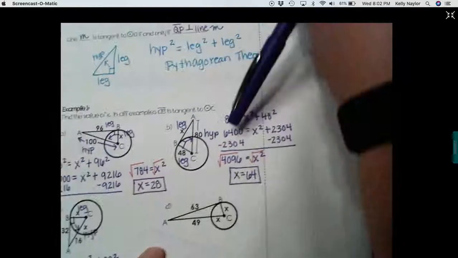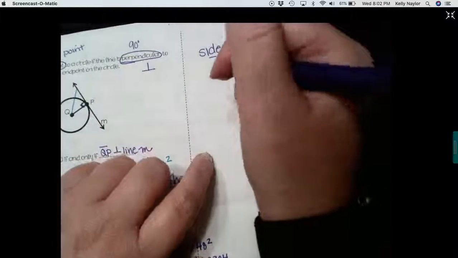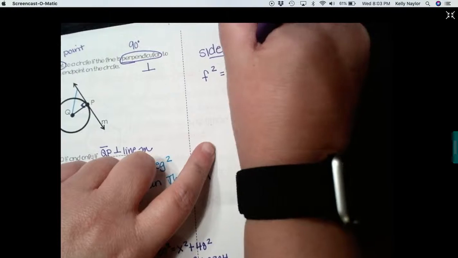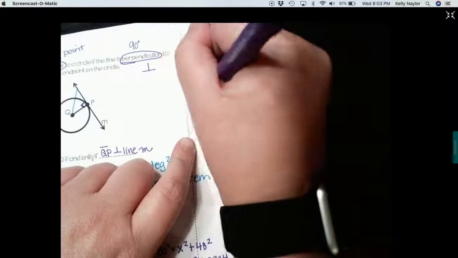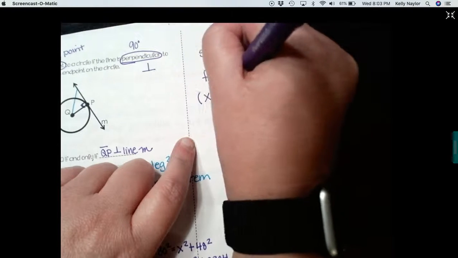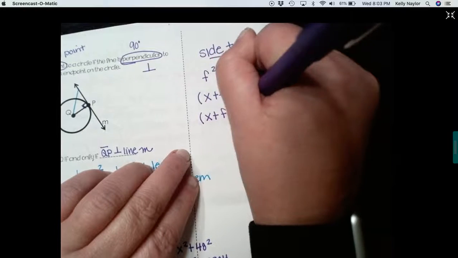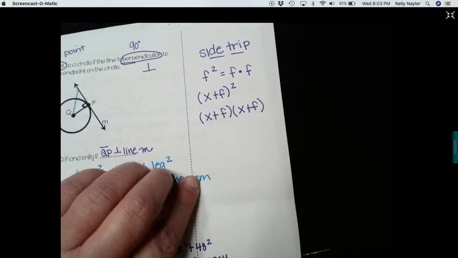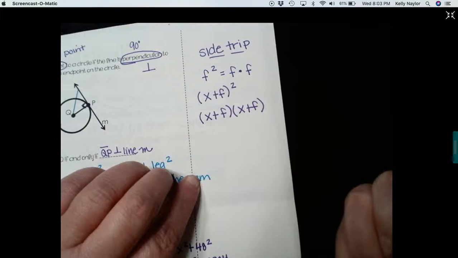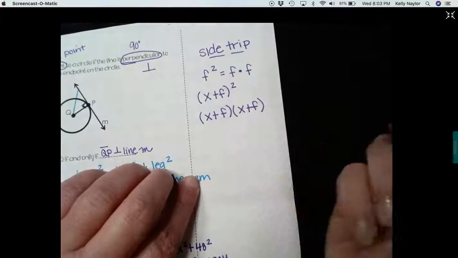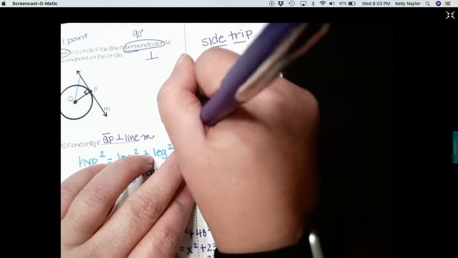All right, let's take a little side trip here. Let's talk about when a quantity is squared. So for example, if I said f squared, that really means f times f. So if I'm talking about x plus f squared, what I'm really talking about is x plus f times x plus f. Both of these sets of parentheses, those are called binomials because they have two terms. When we multiply two binomials together, we do something that is called FOIL.